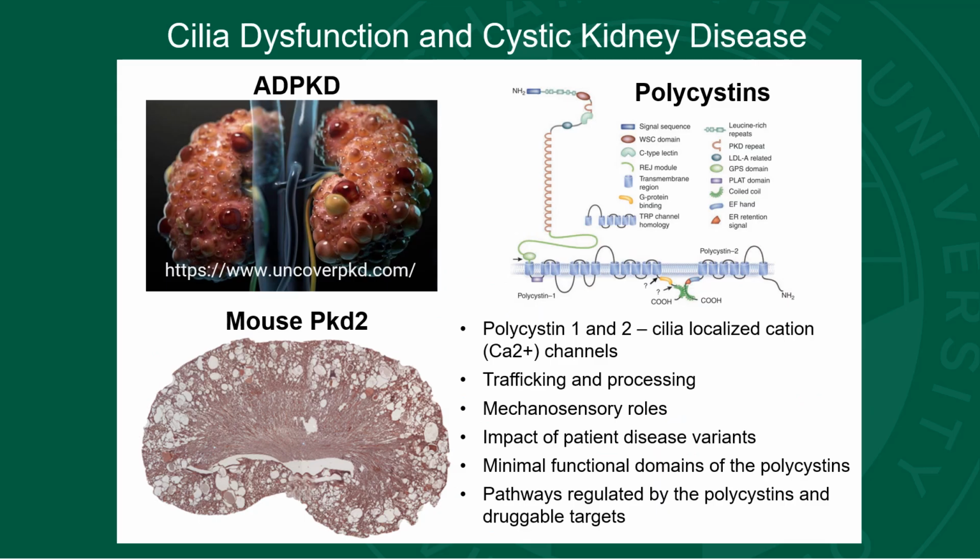One of the major interests of my group is trying to understand how cilia dysfunction contributes to cystic kidney disease. Cystic kidney disease, or ADPKD, is a relatively common disorder affecting about 1 in 500 individuals. It's caused by mutations in two proteins called polycystin 1 and polycystin 2 that localize as a complex in the cilia and mediate calcium entry into the cilium. We are very interested in understanding how the polycystin proteins get localized or retained in the cilia, how they're trafficked and processed, their role possibly as a mechanosensor detecting fluid flow over the tubuloepithelium, how patient variants alter this localization, their complex formation and channel activity, as well as identifying different pathways downstream of the polycystins that may be druggable to slow the rate of cyst formation.